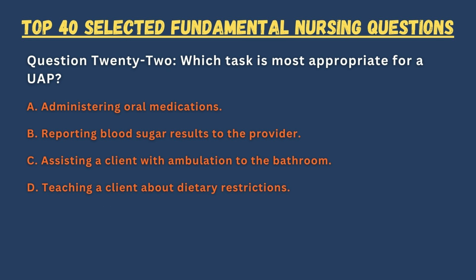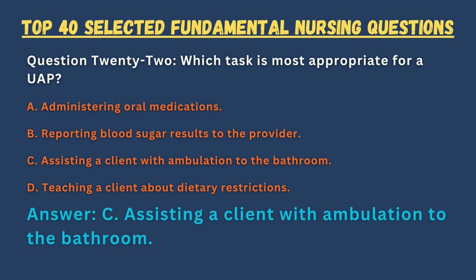Answer. D. Changing a dressing on a chronic wound. Question 22. Which task is most appropriate for a UAP? A. Administering oral medications. B. Reporting blood sugar results to the provider. C. Assisting a client with ambulation to the bathroom. D. Teaching a client about dietary restrictions.